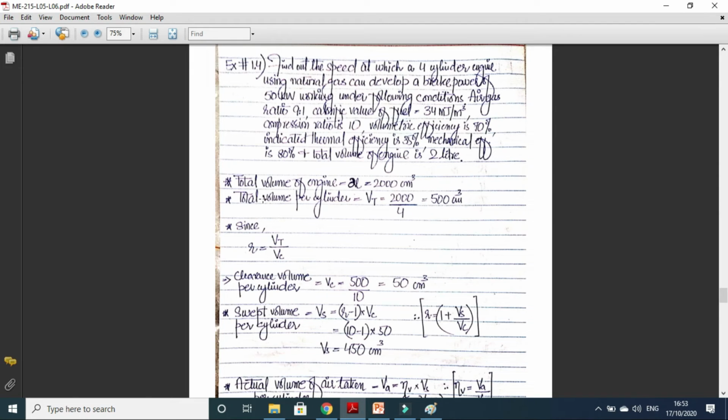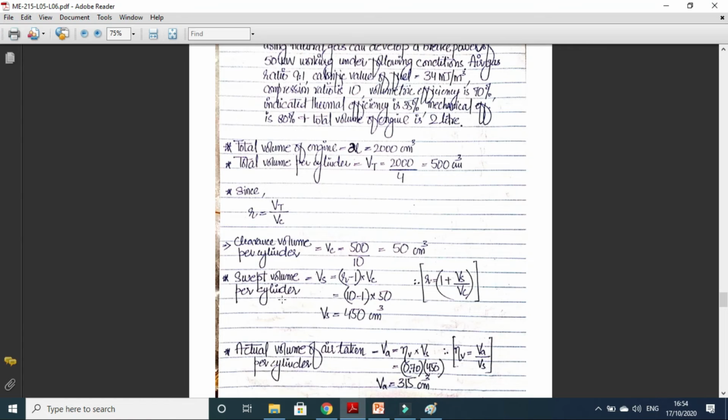So what will be total volume per cylinder? So we have 4 cylinder and total volume is 2000, so volume per cylinder will be 500 centimeter cube. Now we know the compression ratio formula. That compression ratio formula is total volume divided by clearance volume. We know the total volume per cylinder. If we divide by 10, then we get the clearance volume. So clearance volume is 50.